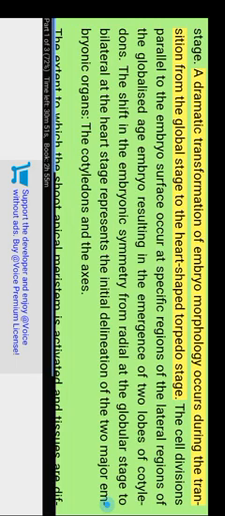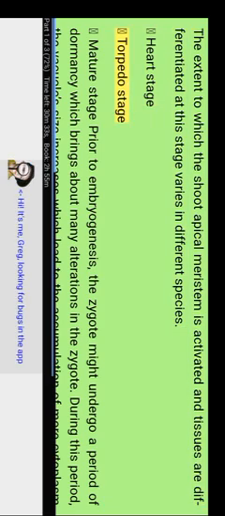A dramatic transformation of embryo morphology occurs during the transition from the globular stage to the heart-shaped and torpedo stage. The cell divisions parallel to the embryo surface occur at specific regions of the lateral regions of the globular stage embryo, resulting in the emergence of two lobes of cotyledons. The shift in the embryonic symmetry from radial at the globular stage to bilateral at the heart stage represents the initial delineation of the two major embryonic organs, the cotyledons and the axes. The extent to which the shoot apical meristem is activated and tissues are differentiated at this stage varies in different species. Heart stage. Torpedo stage.